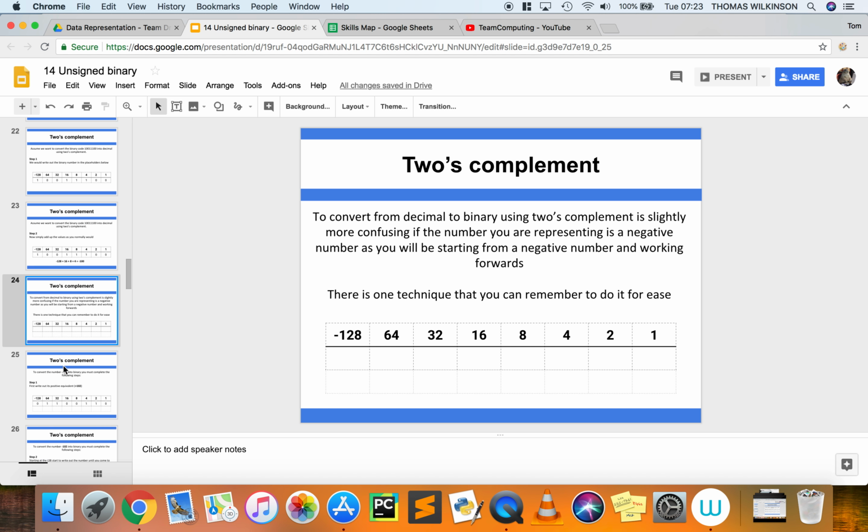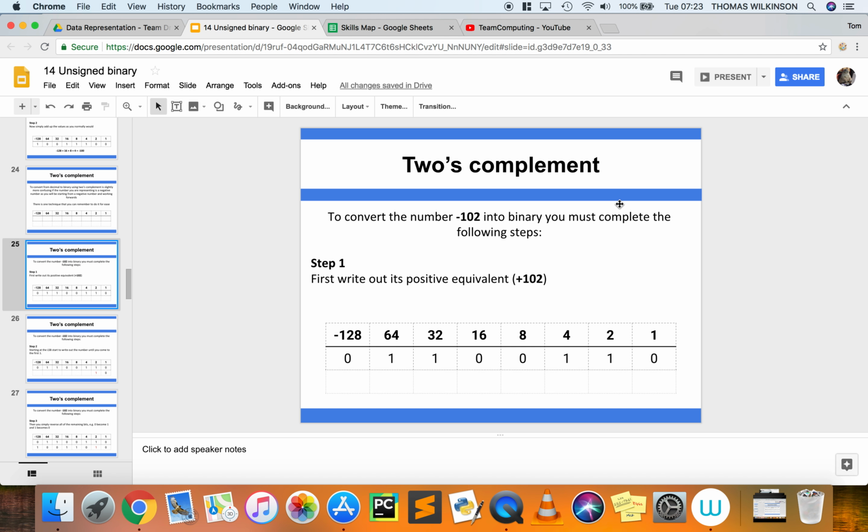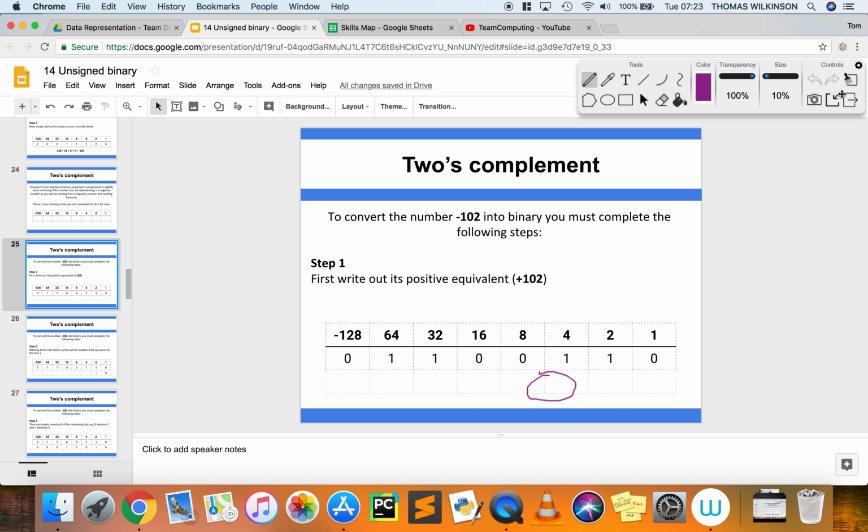Okay, so now we're going to look at the second method, and that's to convert a decimal into binary using two's complement, and it is a slightly more confusing way of doing it. There are 3 steps involved in this, and if we take the number minus 102 first of all, what we're going to do with minus 102 is write out what the positive value for 102 is in binary. Now notice that we've got minus 128 here. Just for the time being, that just becomes 128, and we're going to place a 64 and a 32, a 4 and a 2 to give us the answer of 102.